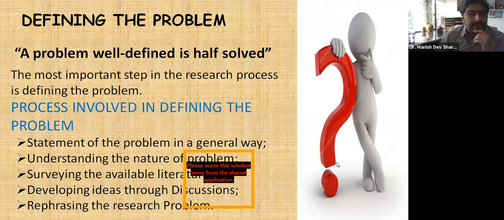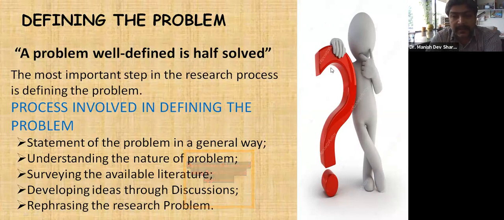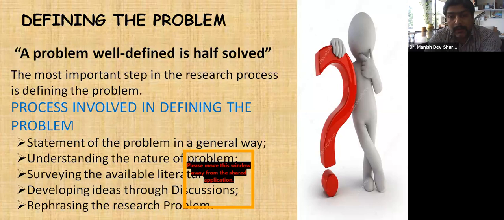So starting with the first step, that is called defining a problem. There is a famous quote that if you have found your problem, or if you have well defined your problem, it is half solved. Why is it so? Because you know by which path you will go ahead to the final end. A well defined problem is half solved because a well defined problem will itself tell you which methodology is best suitable for your research. So the most important step in the research process is defining the problem.